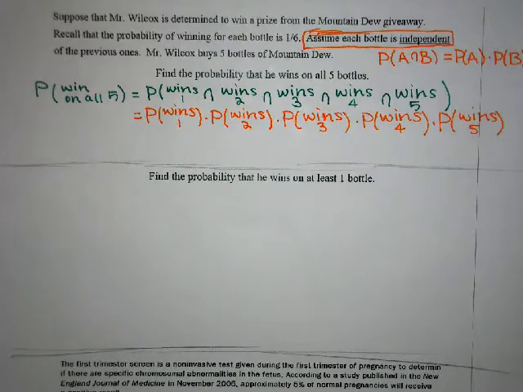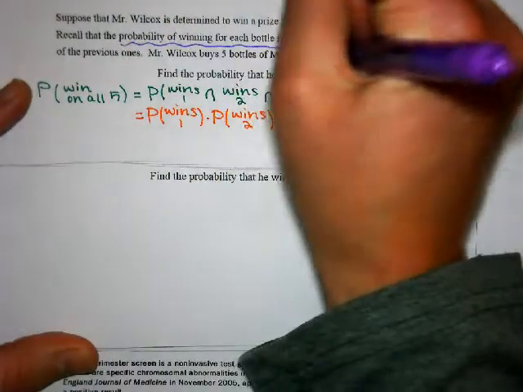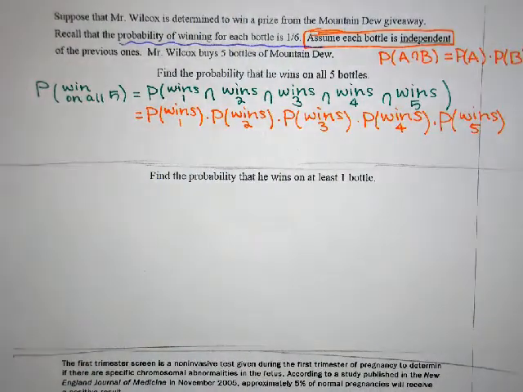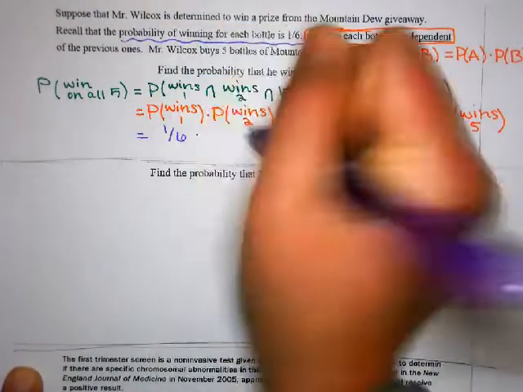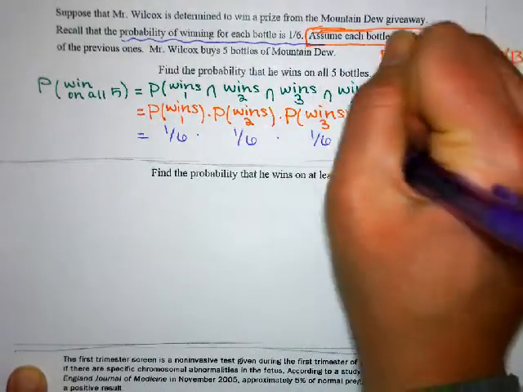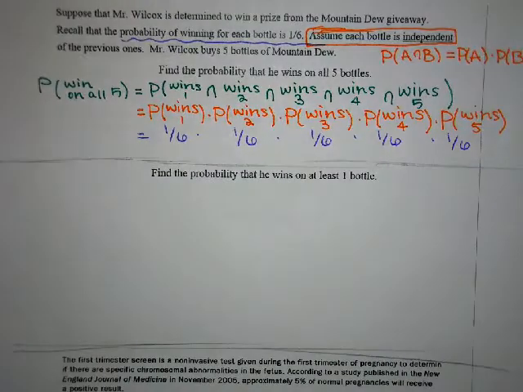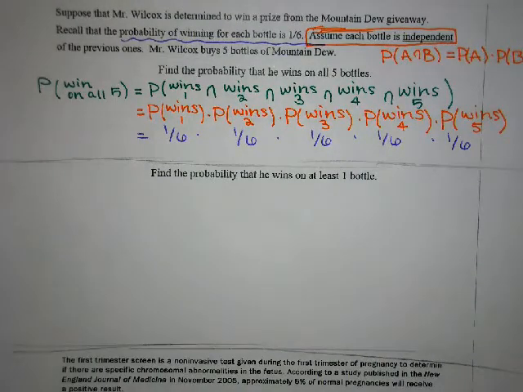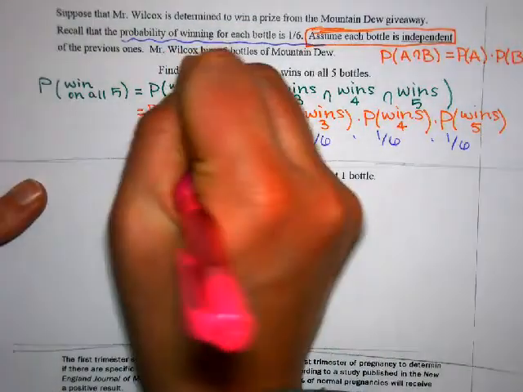All right. And in the paragraph, it also tells us that the probability of winning is 1/6 for each. So 1/6 times 1/6 times 1/6 times 1/6 times 1/6, or if you're an exponent person, which I am, you can use 1/6 to the 5th power to find this.